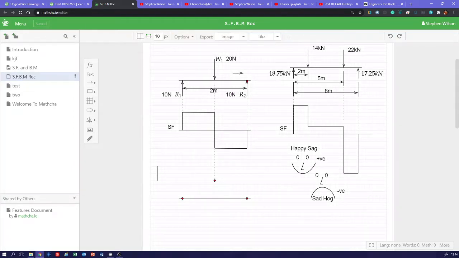And all that we do from there is very carefully join up our dots. And that is our bending moment diagram. So that's a very simple bending moment diagram just there. But that's essentially how we do a bending moment diagram. So we'll have a look at this.